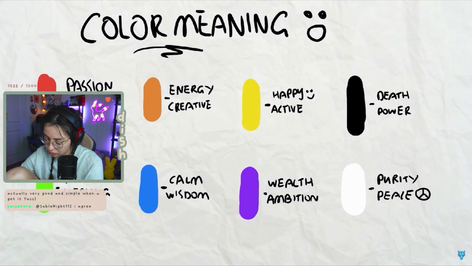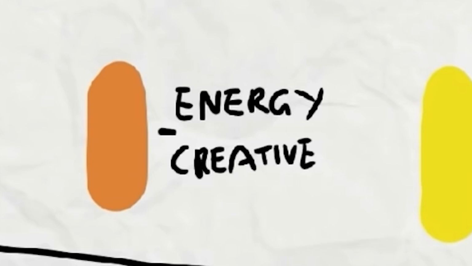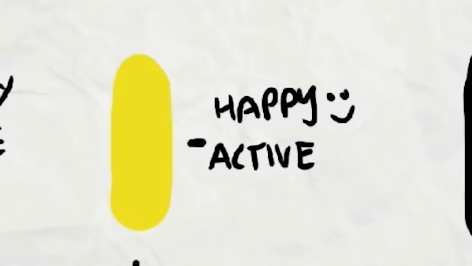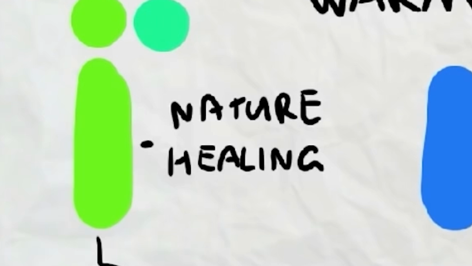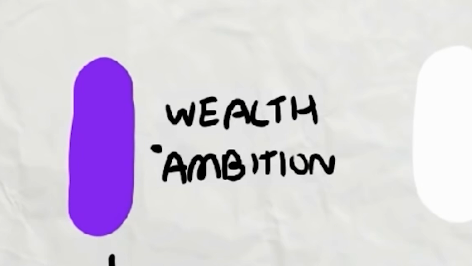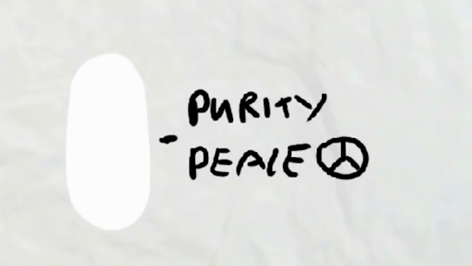Another really important topic we looked at was color meaning, the general meaning that is assigned to each color. Red is passion and danger, orange is energy and creative, yellow is happy and active, black is death and power, green is nature and healing, blue is calm and wisdom, wealth and ambition is usually associated with purple, and white is associated with purity and peace.